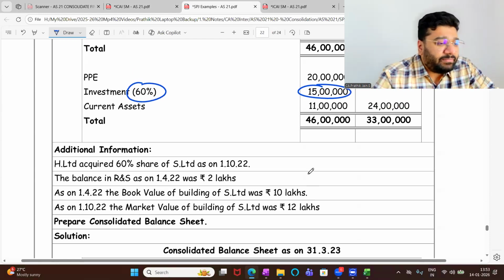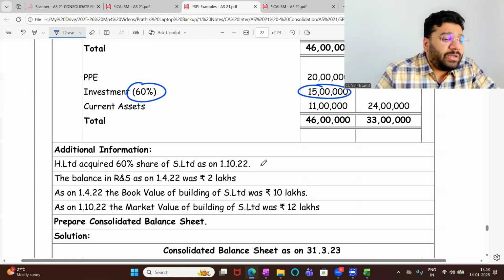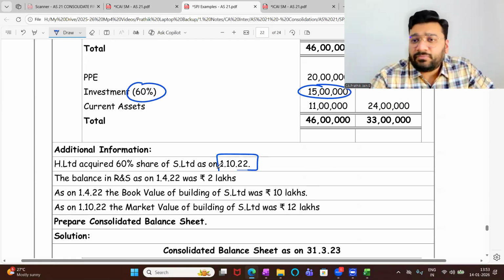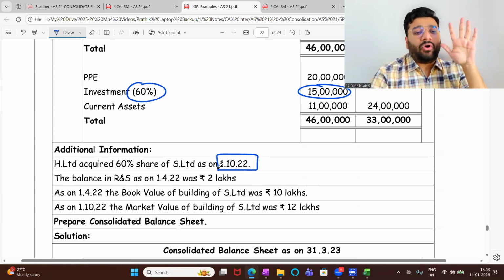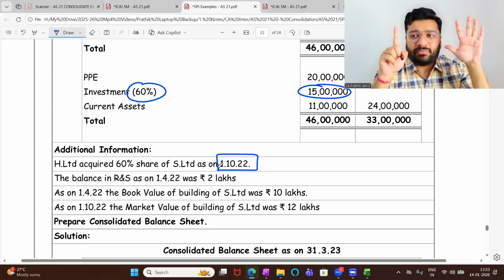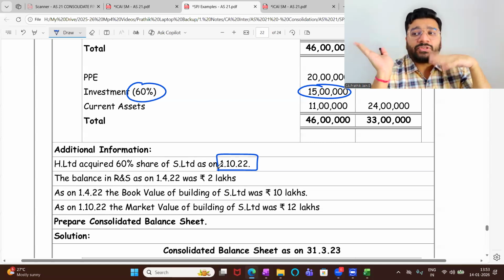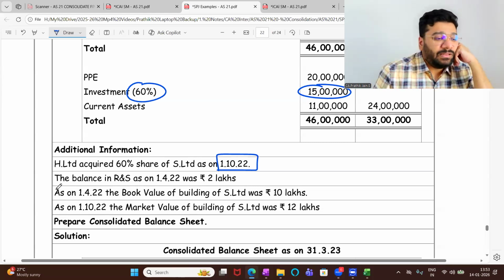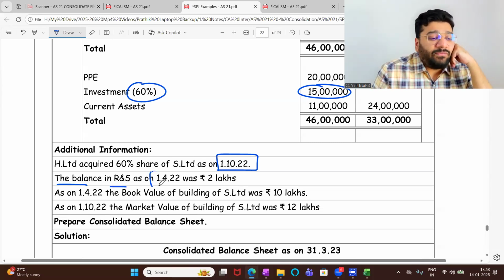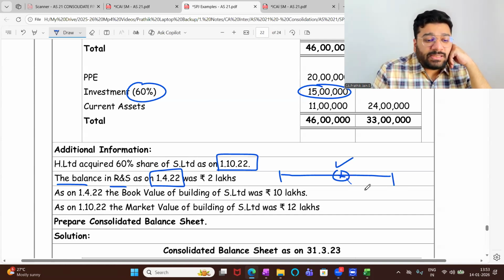Additional information says that H Limited acquired 60% shares of S Limited on 1/10/22. 1/10/22, exactly the middle of the year. April, May, June, July, August, September. 30 September over, 1st October acquired. So in the current year, 6 months is post, 6 months is pre. The balance of reserve and surplus is given on 1/4/22. 1/4/22 means we have acquired the shares here. This is post. This is pre.